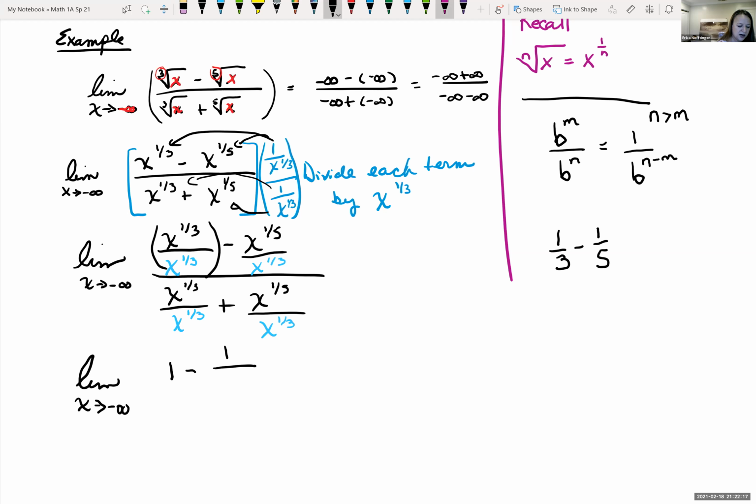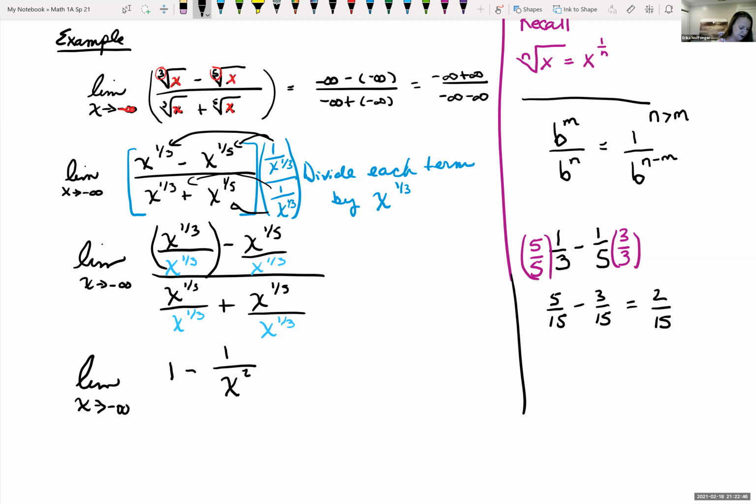We need a common denominator in order to add or subtract fractions. So our common denominator for 3 and 5 is 15. Doing that, this is 5/15 minus 3/15, which is 2/15. So this would be minus 1 over x to the 2/15 power.